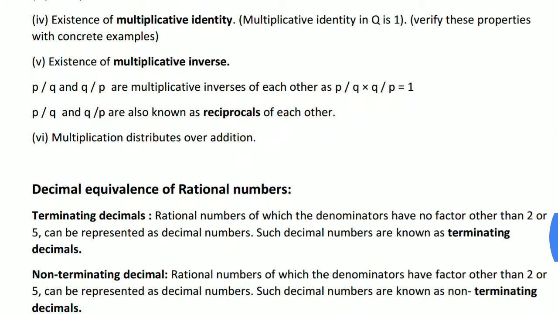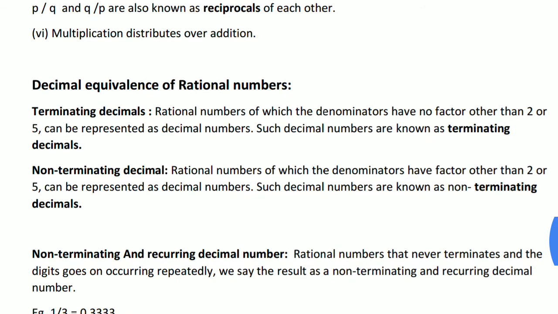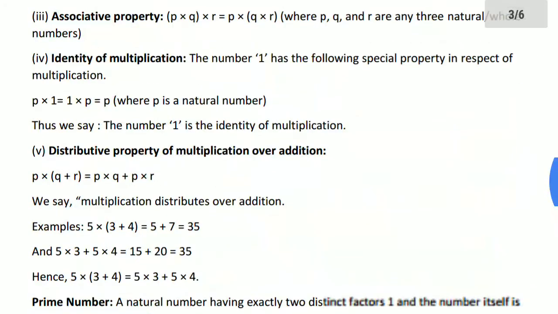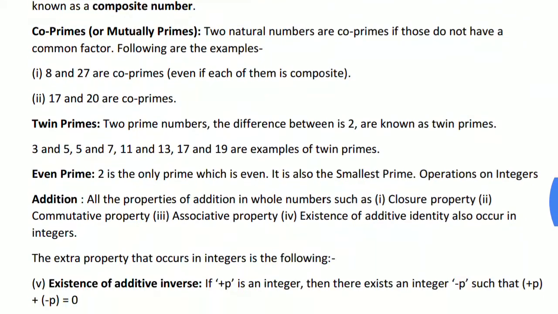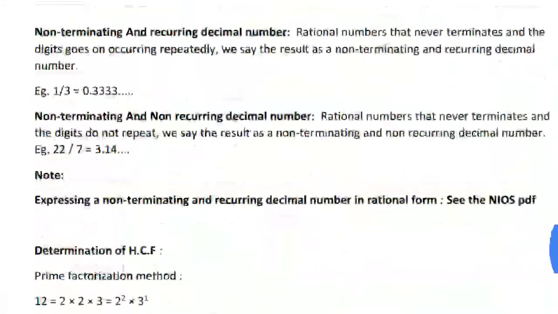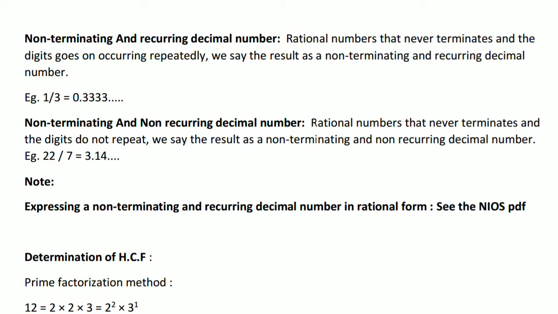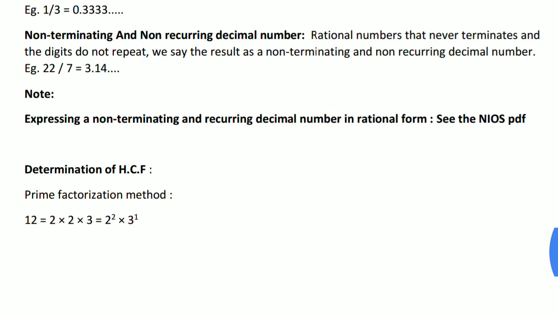Then decimal equivalence of rational numbers, how we can find the decimal equivalent of rational numbers. Then there are generally two types, terminating decimals and non-terminating. The definition is given there. Then non-terminating also has two types: non-terminating and recurring decimal numbers, and non-terminating and non-recurring decimal numbers. The definition is given here.